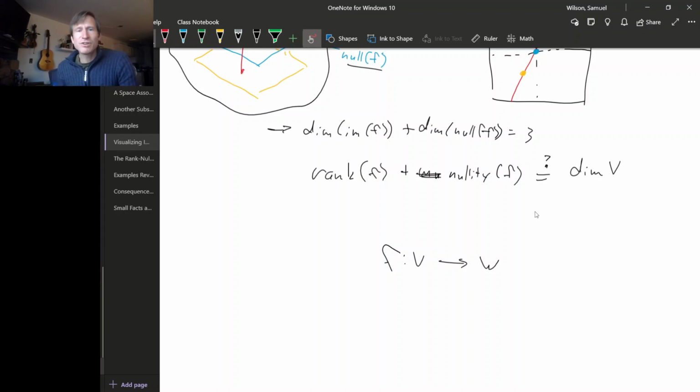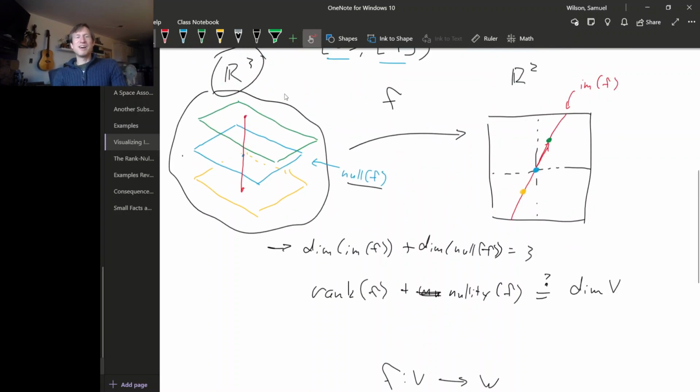But this example gives us, on the one hand, a way to visualize what linear maps do. They squash down the null space, but in the process, they also squash down all of the other parallel planes into a single point, or a collection of points depending on the image. But this example also makes us think that maybe the rank of a map plus the nullity of the map is equal to the dimension of the domain. So since we have this idea that this might be true, now we should go looking for a proof.